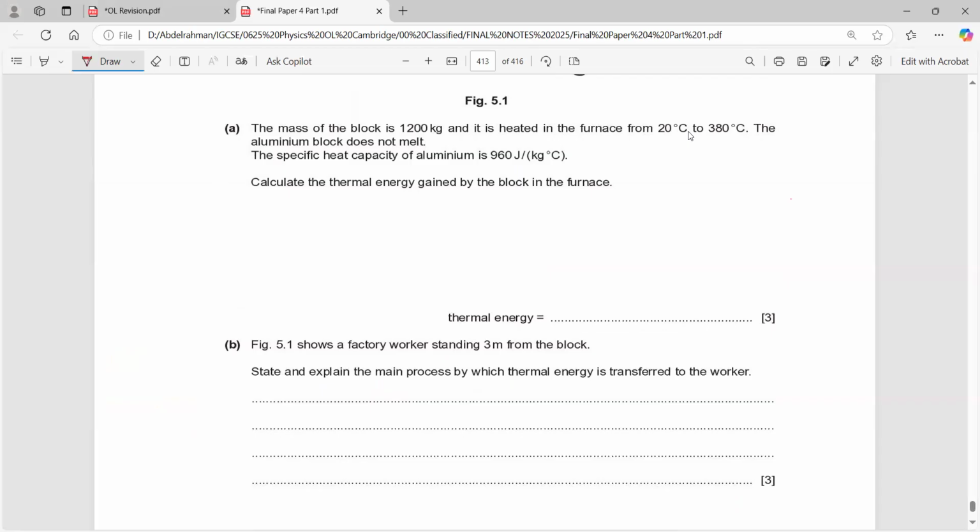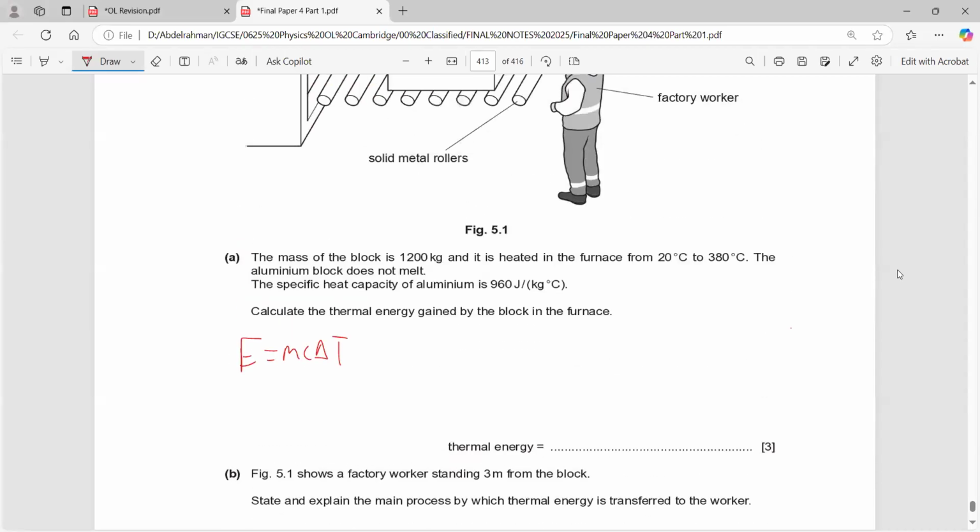Can I find the amount of energy? Yes, it's the same. E equals mc delta T. The mass 1200 times c 960 times delta T, the change in temperature, 380 minus 20. This would be a huge number. 1200 times 960 times 360.